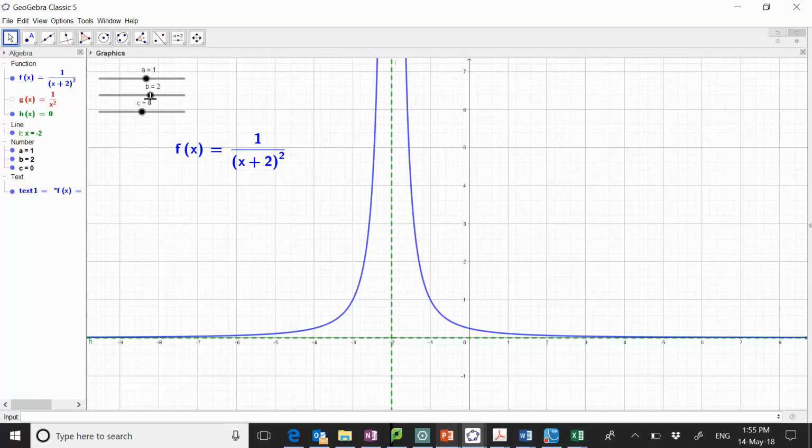Here we go. You got your horizontal asymptote, vertical asymptote at x equals -2. Easy? Okay, so left, right, up and down. Now let's have a look at what happens with A. Let's look at A.